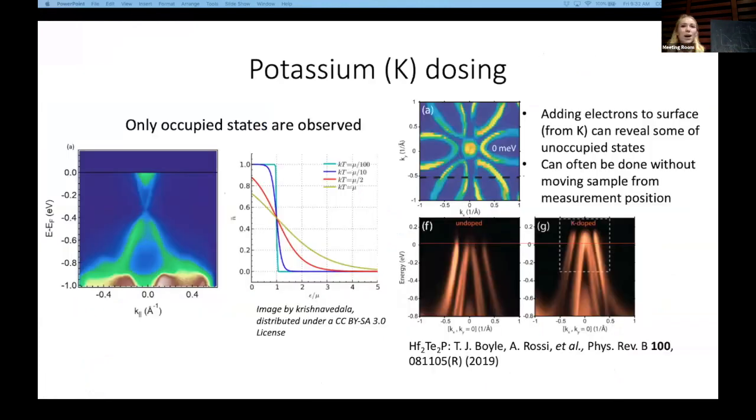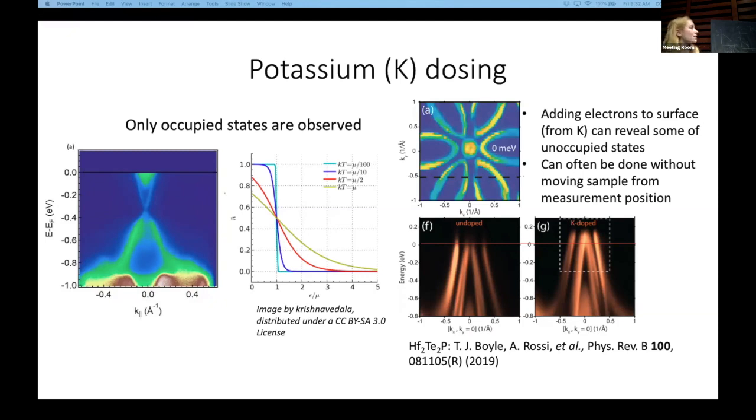Potassium dosing is a relatively ubiquitous tuning knob that is available at most, if not all, synchrotron ARPES end stations nowadays. Basically, you dump potassium on the surface of a crystal after it is cleaved. The most simple thing that it does is it donates electrons to the sample. Sometimes you can also have the displacement field from the positive ions that are left over contributing to the observed spectra.